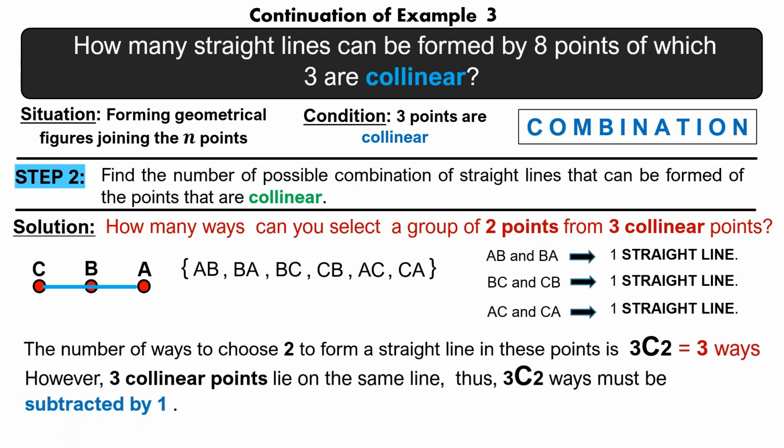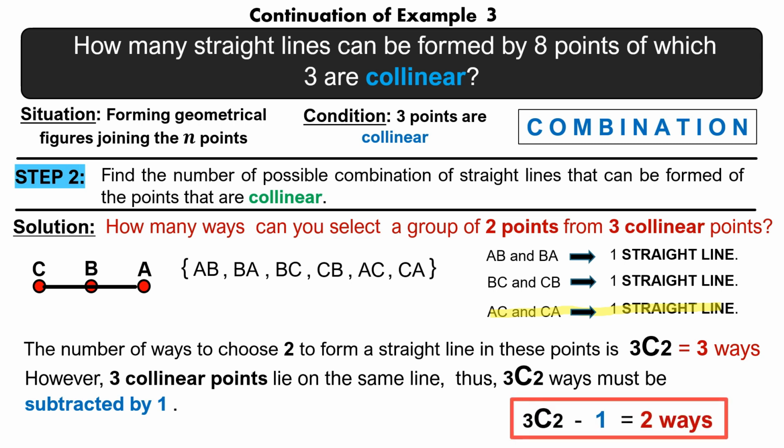However, the 3 points lie on the same line. Thus, 3 choose 2 must be subtracted by 1. So bakit tayo nag-subtract ng 1? Because we need to disregard yung combination of points na nag-form ng line overlapping AB and BC. And that is AC and CA. So we have 3 choose 2 minus 1 equals 2 ways.